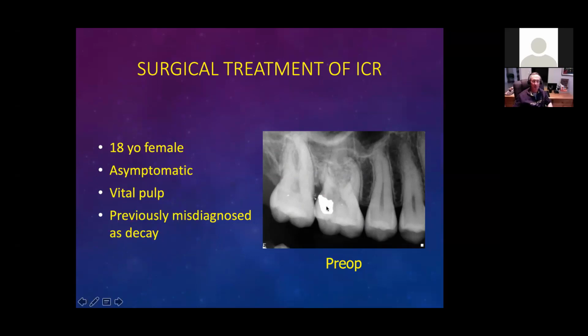I used to get a call every once in a while from a restorative dentist. They'd say, "Hey, I was going to restore this carious lesion, and I dropped into it, and it bled like crazy. And I know I wasn't in the pulp." Well, it's because this resorption is so vascular.